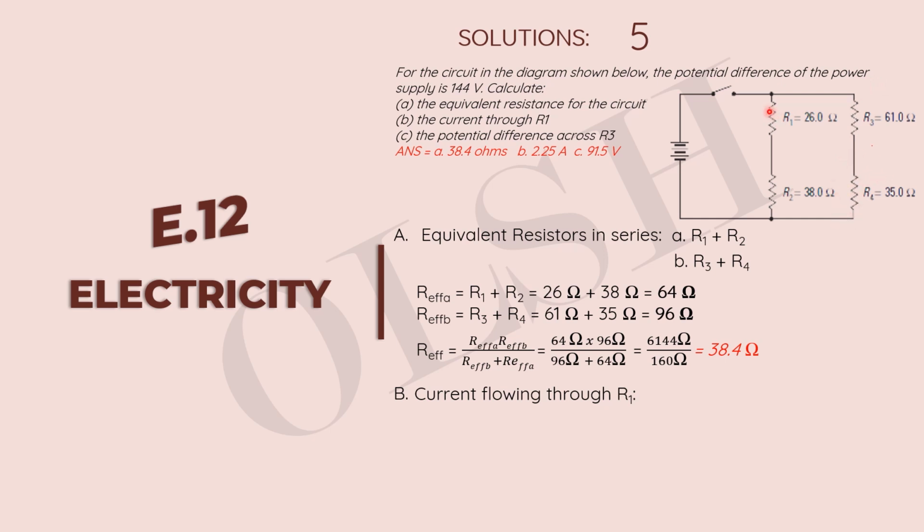So what we can do to find the current flowing through R1 is to find the current flowing through this network. To get the current flowing through this network, we need to know the voltage across this point, because of course current is equal to V over R, right? So we need voltage over resistance. So we need to know the voltage across this point, then we divide it by the resistance across the same point. Then that will give us the current flowing through that path.